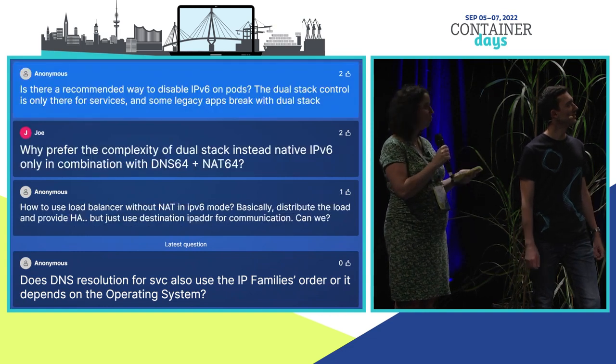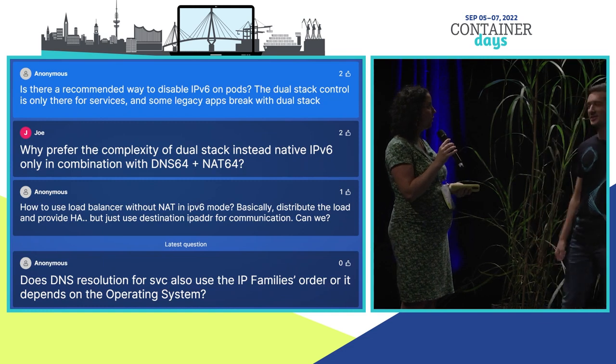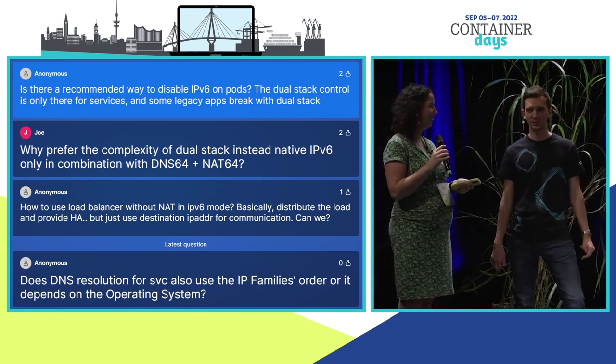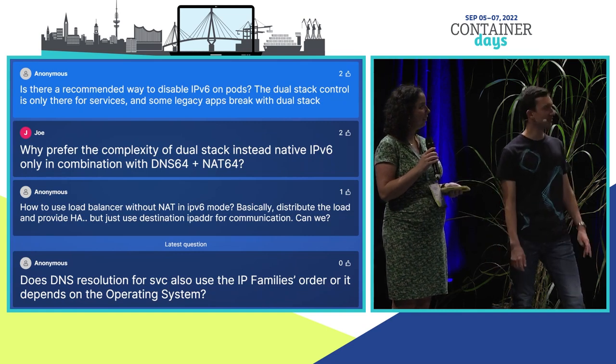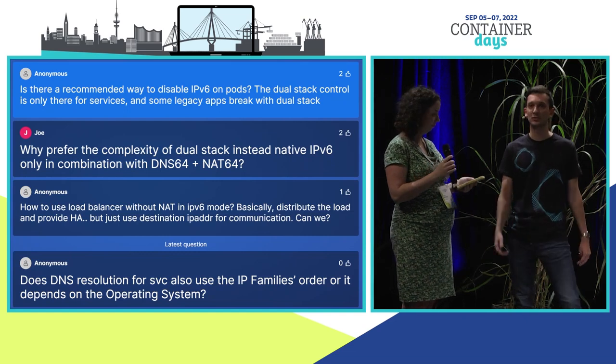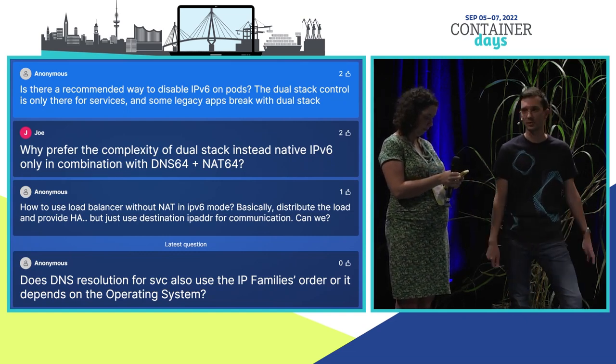Is there a recommended way to disable IPv6 on pods? The dual stack control is only there for services. Yeah, you cannot disable it. Once you enable dual stack, each pod has IPv4 and IPv6 address, but you don't have to use it if you don't want. If you just use IPv4 services, you would be still using IPv4.